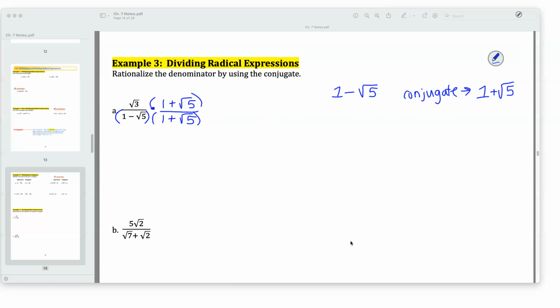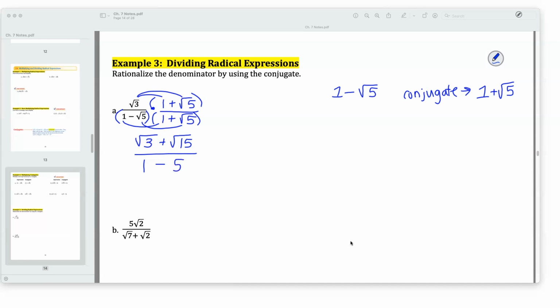Let's simplify the numerator. So the square root of 3 times 1 is the square root of 3. The square root of 3 times the square root of 5 is the square root of 15. Over the denominator are conjugates. So we only have to multiply the first and the last. 1 times 1 is 1. And then negative square root of 5 times positive square root of 5 is negative square root of 25, which is going to be that negative 5.